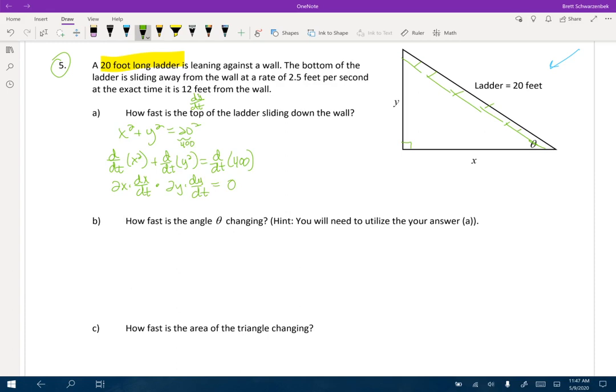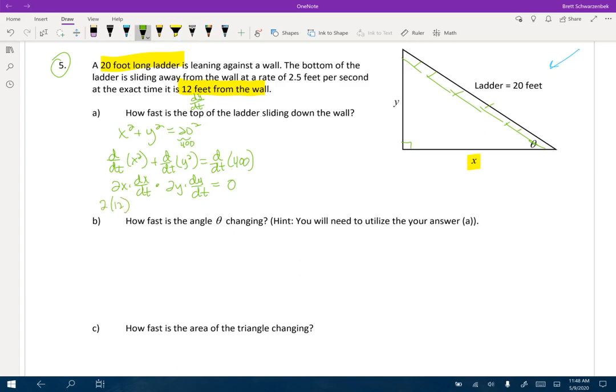Next we have our related rates formula. Now we have to look at our given information and plug in what we have. So let's take a look at x first. We were given in this problem that it is 12 feet from the wall. So that is this right here, 12 feet. So that's x. So we can plug in 2 times 12, right?